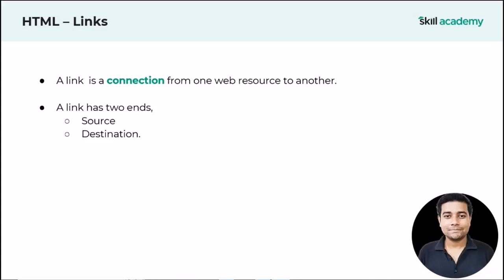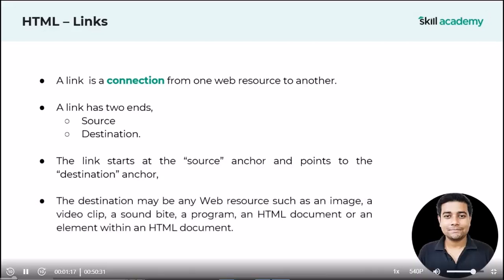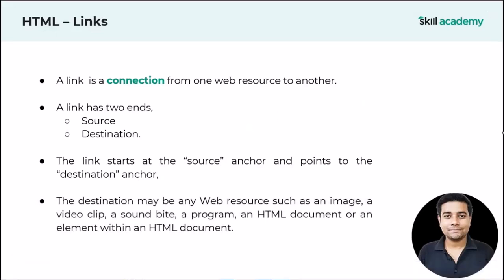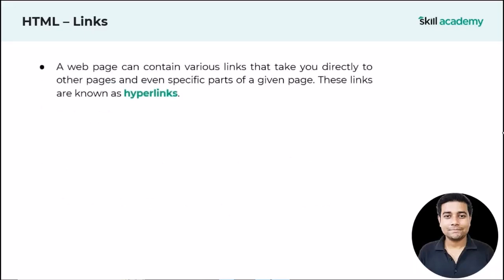A link has two ends, source and destination. That means the link starts at the source anchor and points to the destination anchor. The destination may be any web resource. It can be an image, a video clip, a soundbite, a program, an HTML document, or an element within an HTML document. A web page can contain various links that take you directly to other pages and even specific parts of a given page. And these links are known as hyperlinks.